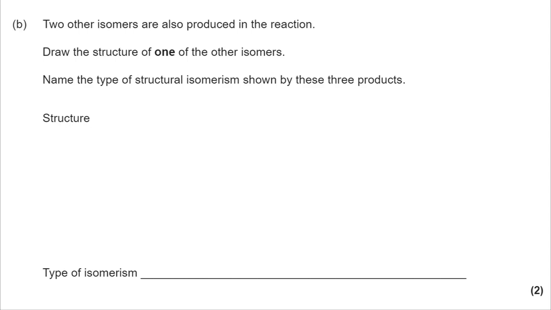Moving on to part B, 2 other isomers are also produced in the reaction. Draw the structure of one of the other isomers. Name the type of structural isomerism shown by these 3 products. So let's remind ourselves of what we're looking for here. This is the structure that we were given, and I've put some numbers on there so we can help to determine what difference there might be.